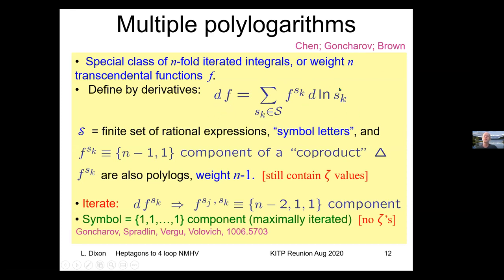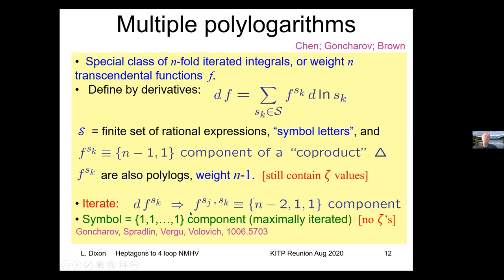The derivative of the function is a sum of d logs of some symbol letters multiplied by one-lower-weight functions. And we put an upper index here to indicate which d log the function goes with. These functions are also referred to as components of a coproduct, or more properly, a coaction, delta, which is associated with a Hopf algebra that maps functions to products of functions. In this case, a function of one lower weight multiplied by a logarithm. And so the derivative is one piece of this coaction.